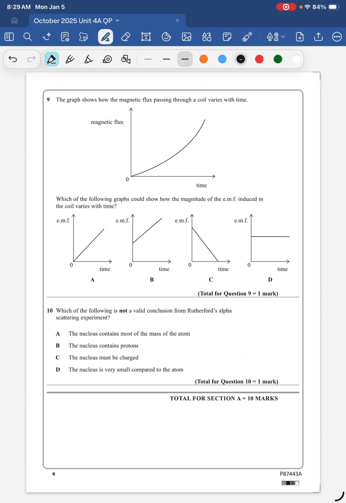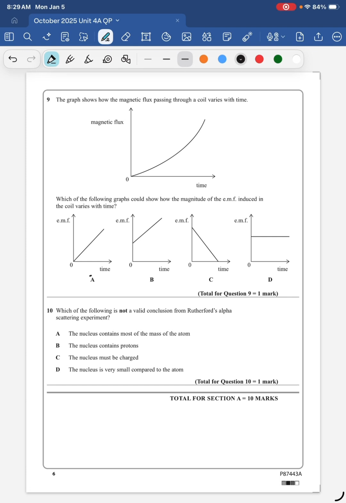Question 9. This was one of the rare cases in which I kind of disagree with Edexcel, but we're going to go with their mark scheme because I checked the mark scheme and I was wrong in my answer. So anyway, the graph shows how the magnetic flux passing through a coil varies with time, okay? Which of the following graphs could show how the magnitude of the EMF induced in the coil varies with time?